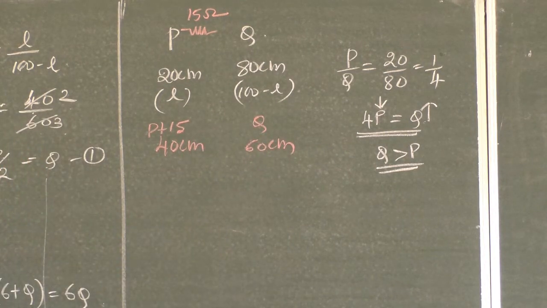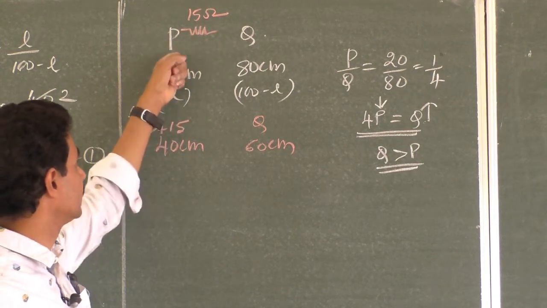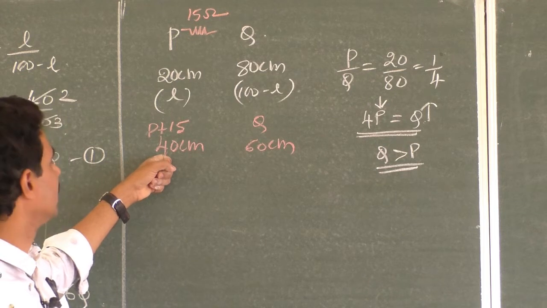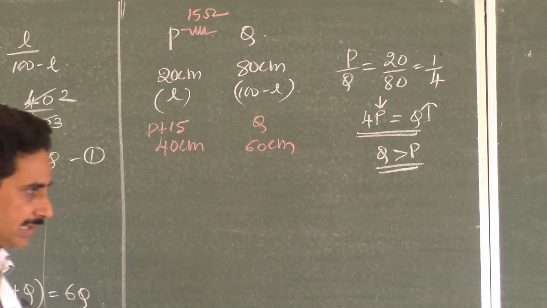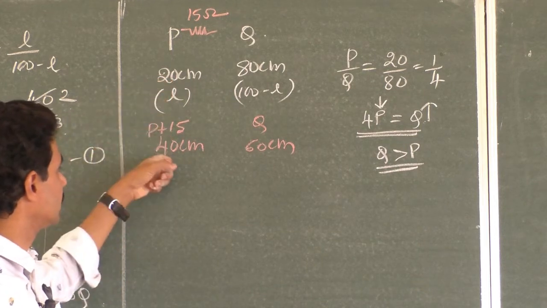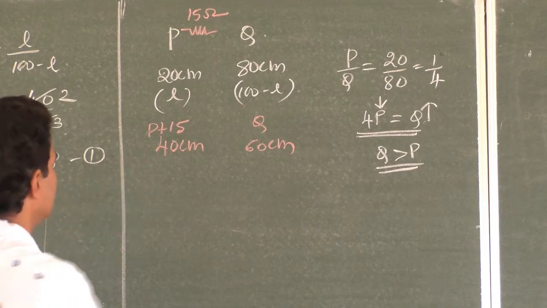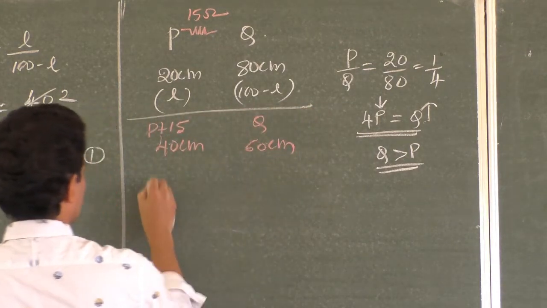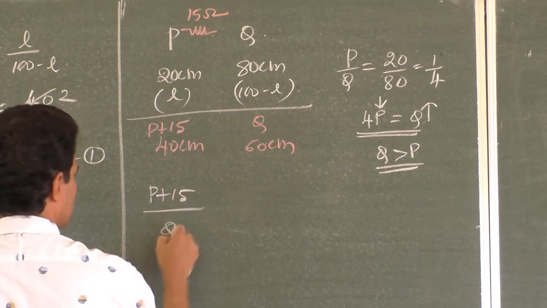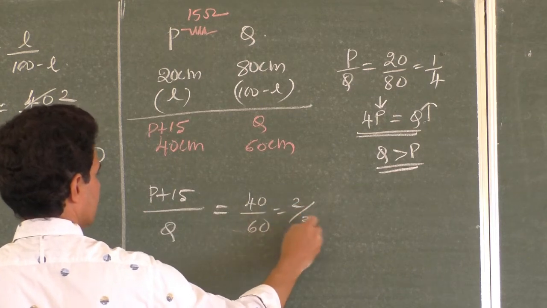So when 15 ohm resistance is connected in series with the smaller of the two resistances, balancing length shifts to 40. It is not shifting by 40. If it was shifting by 40, then you should have written 60 here, 40 plus 20. It shifts to 40. So what is the smaller of the two resistances? We can write the new equation. P plus 15 divided by Q must be equal to 40 by 60, that is equal to 2 by 3.